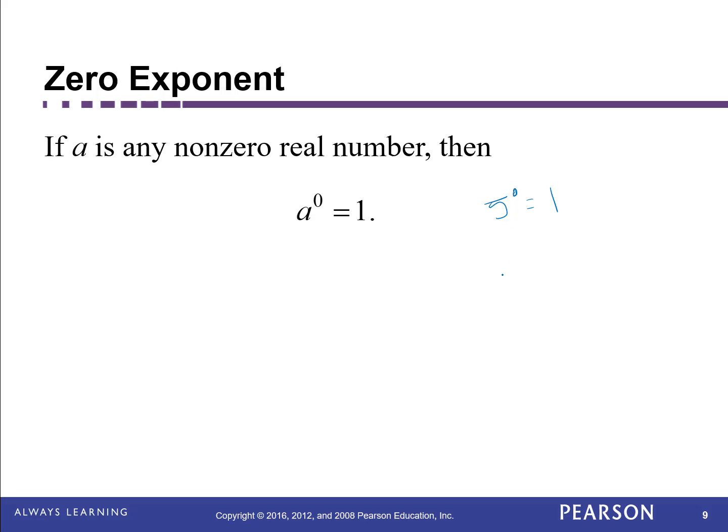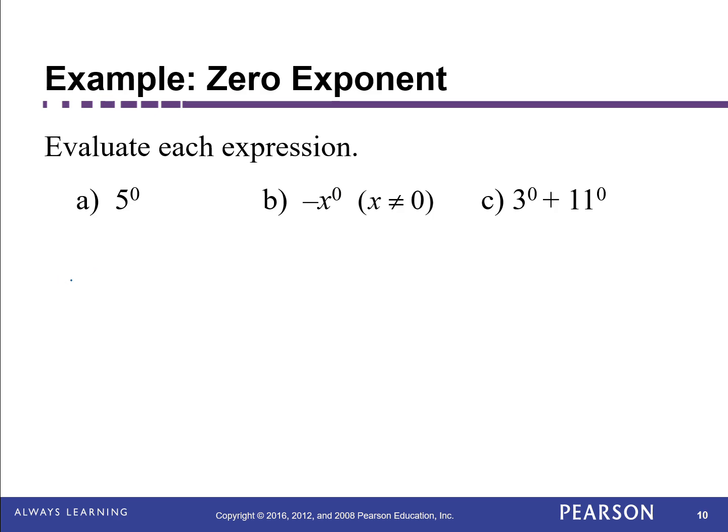And that is a 0. So even if you had 18 raised to the 0 power, that would still be 1. Okay, so let's try some of these. 5 raised to the 0 power, just did that one. Anything raised to the 0 power is 1.